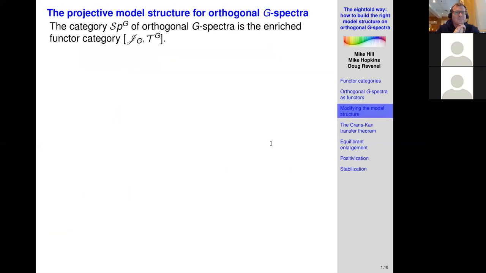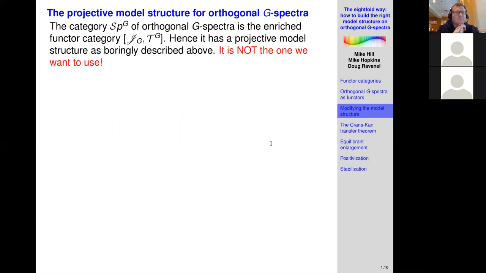Now, the category Sp^G of orthogonal G-spectra is the enriched functor category, as I've just described. As such, it has a projective model structure, as I boringly described before. Now, this is not the model structure that we want to use. It needs to be modified in 3 different ways in order to get the one that we really want. So I'm going to tell you what these 3 different ways of modifying it are.